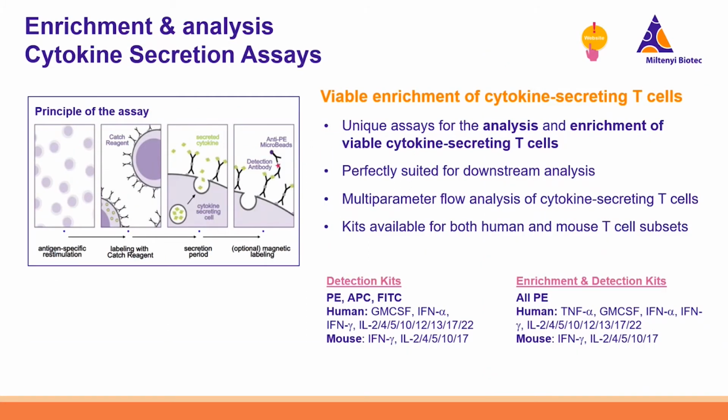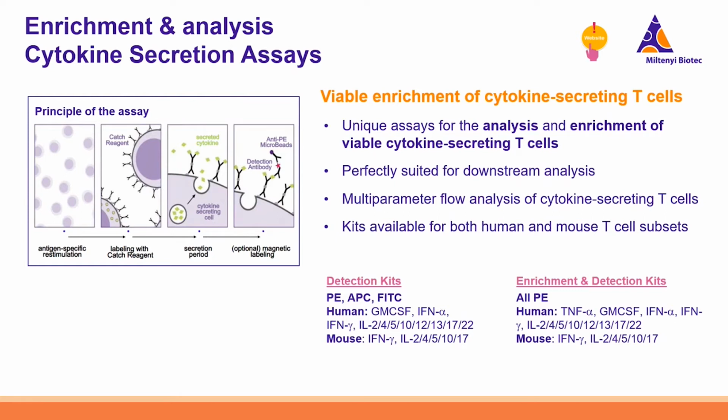Furthermore, I want to point out the cytokine secretion assays of Miltenyi Biotec. These cytokine secretion assays allow the viable enrichment of cytokine-secreting cells from mouse and human samples. The principle is rather simple. First, secreted cytokines are immobilized on the cellular surface by the so-called catch reagent. Basically, thereby, the cell labels itself with its own cytokines. In a second step, the immobilized cytokines are then labeled with fluorophore-conjugated antibodies, called detection reagents. Living cells can then be detected without intracellular staining using flow cytometry.